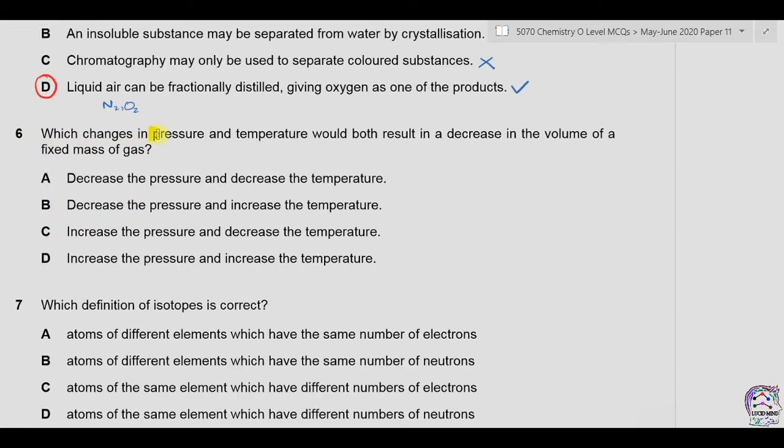Question 6. Which change in pressure and temperature would both result in a decrease in the volume of a fixed mass of gas? As we know, when pressure is increased, the molecules in the gas come close together. So therefore pressure is inversely proportional to the volume. And temperature is actually the kinetic energy of the molecules. So when we increase the temperature, the volume increases because the molecules have more kinetic energy and there are more spaces between them. So if we want to decrease the volume, we should increase the pressure and decrease the temperature. We can see in option C, they have given increase the pressure and decrease the temperature. So therefore C is correct.